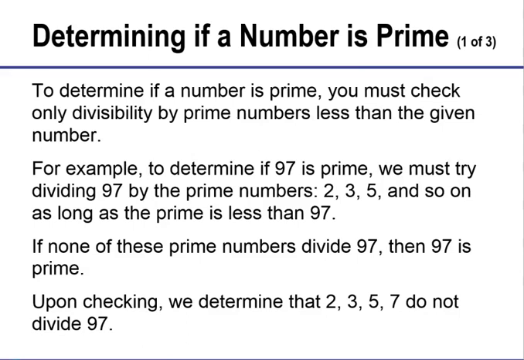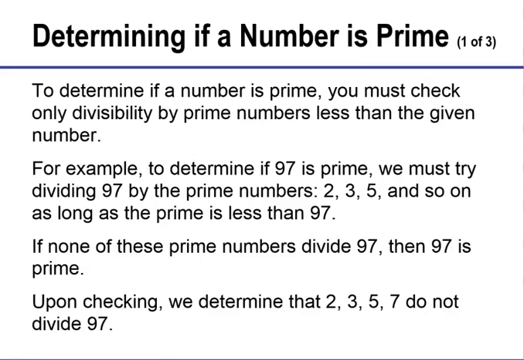So, for example, to determine if 97 is prime, we must try dividing 97 by the prime numbers 2, 3, 5, and so on, as long as the prime is less than 97. But as you can imagine, you wouldn't really even have to go that close to 97. How close would you actually have to get? Be thinking about that. If none of these prime numbers divided 97, then 97 is prime.